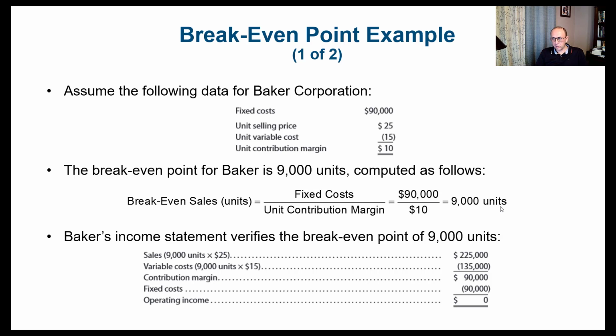So when we make sales of 9,000 units, we should have an operating income equal to 0, where our revenue would be equal to our cost. So let's see this example here. The sales, 9,000 multiplied by 25, that's 225. The variable cost, the same 9,000 multiplied by 15, that's 135. Subtract the 135 from the 225, and that gives us a contribution margin of 90,000. If we subtract the fixed cost of 90,000, which was given to us, the operating income would be 0. And that's our break-even point, which is 9,000 units of sales.